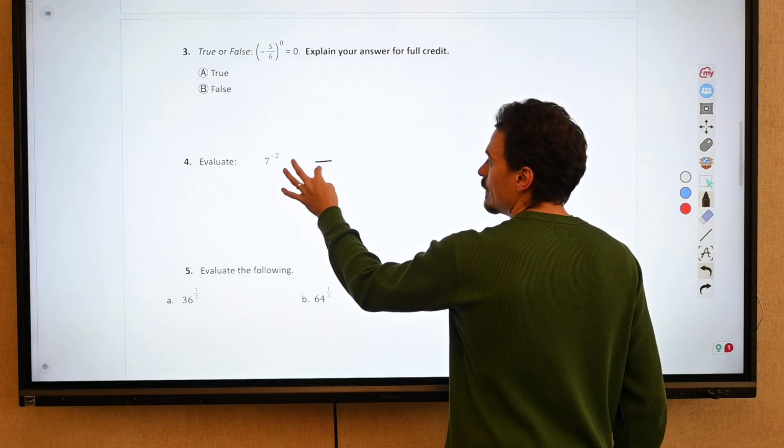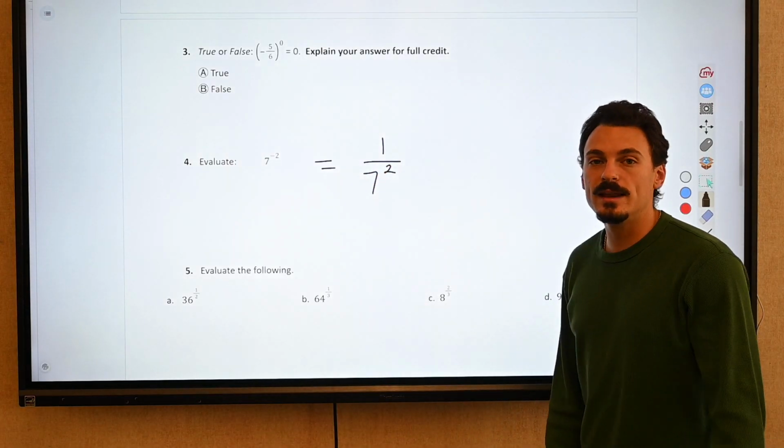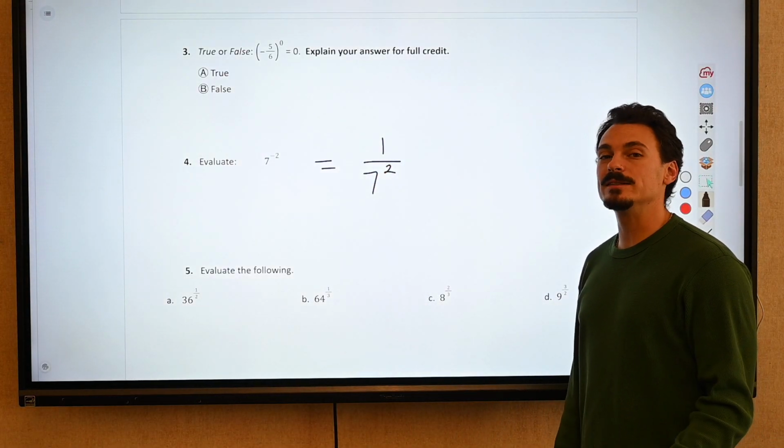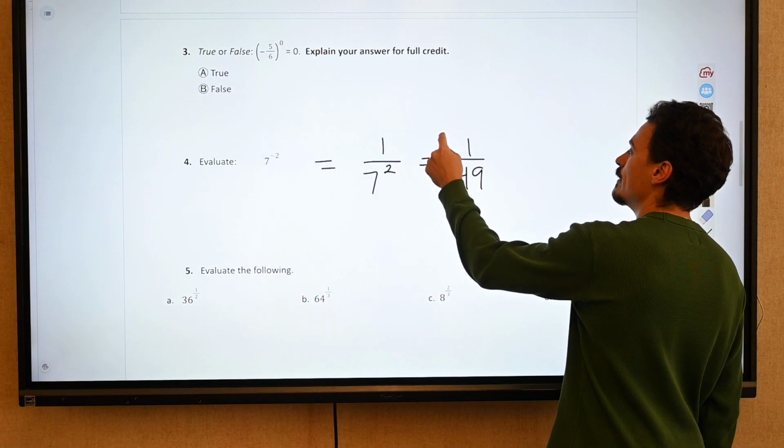This one, 7 to the negative 2 can be written as 1 over 7 to the power of 2. That's the negative exponent rule. Flip it, make it positive. So that's equal to 1 over 49.